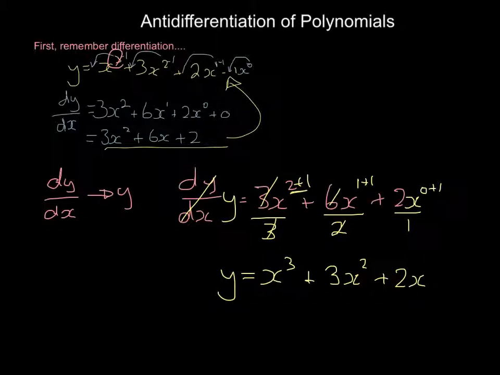Now, if we compare that with our original function at the top here, we notice that we had a take away 1 at the end, which we haven't got here, and we don't seem to have any way of getting it. So what we need to do is we throw this plus c on the end, and that's going to allow for any of the constants that may have been there beforehand. Okay, we'll move on to another slide.